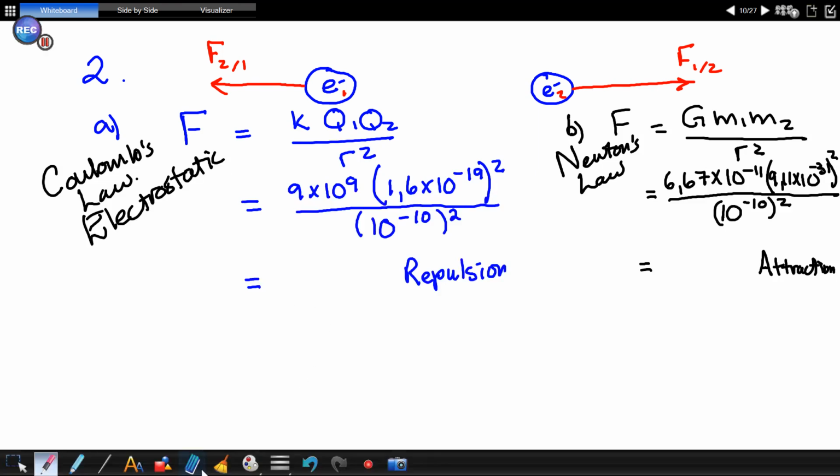So do we have values here? 2,304 times 10 to the negative 8 Newtons, and that's a force of repulsion because the electrons are like charged. And the force of attraction, gravity will always be attraction. 5,54 times 10 to the negative 51.